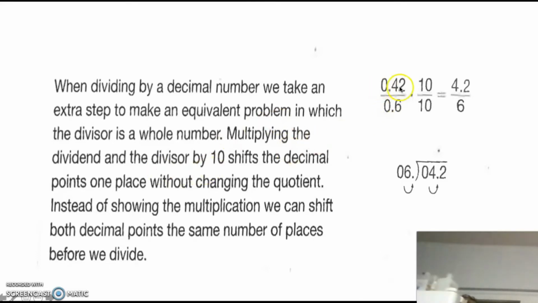So here, 0.42 divided by 0.6, if we multiply by 10 on the top and the bottom, that's going to move the decimal 1 to the right, move the decimal 1 to the right, and we get 4.2 divided by 6. So 4.2, we can think of it as just moving the decimal 1 place to the right and 1 place to the right. And then we can do just like we did when we were dividing by a whole number.